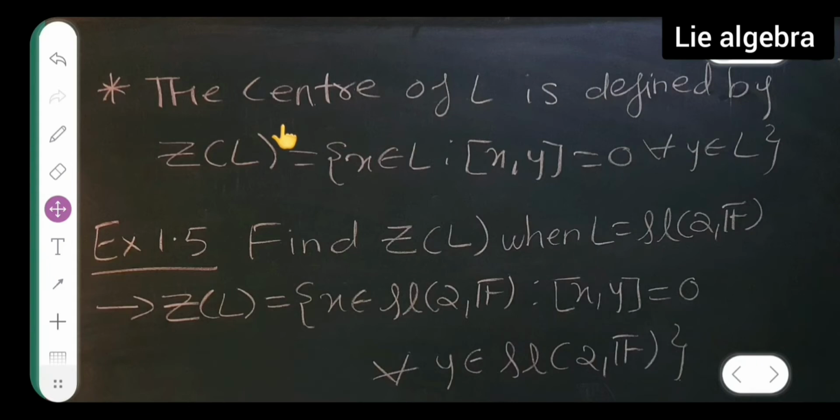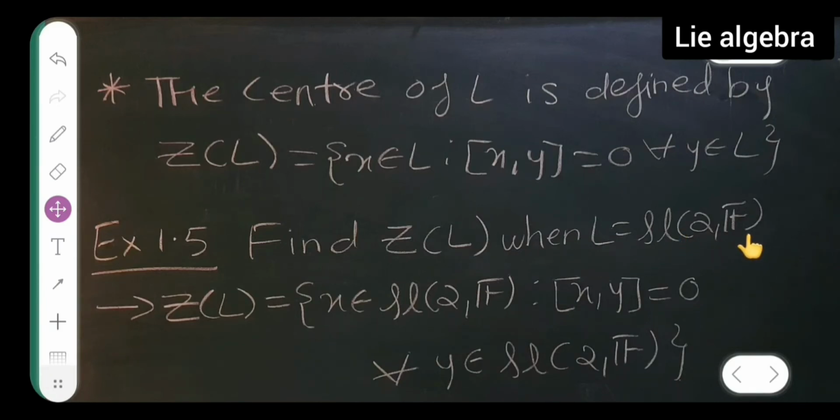So let me start with the definition of the center. The center of L is defined by Z of L is equal to the set of X belonging to L, where the Lie bracket of X, Y is equal to 0 for all Y belonging to L. Now I will start with exercise 1.5. Find Z of L when L is equal to SL of 2, F.